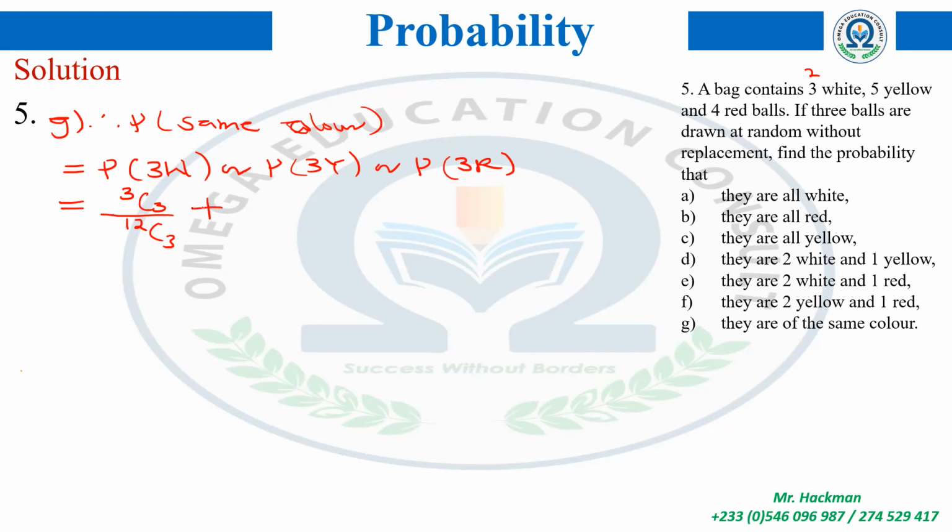Yes, please. All is plus. We all know that. So you come here too. That will give you 5 combination 3 all over 12 combination 3. Am I right? Then plus the other one will give you, the number of red, 4 combination 3 all over again 12 combination 3. Is my point well made?